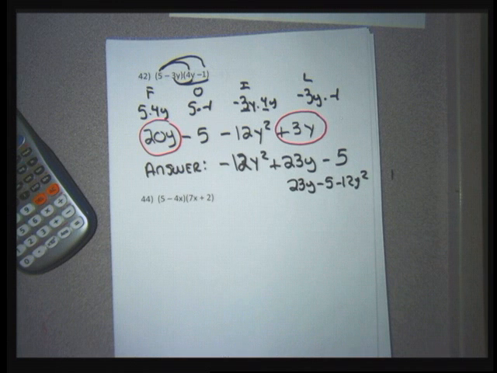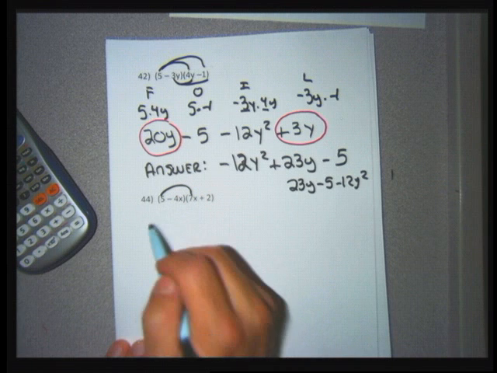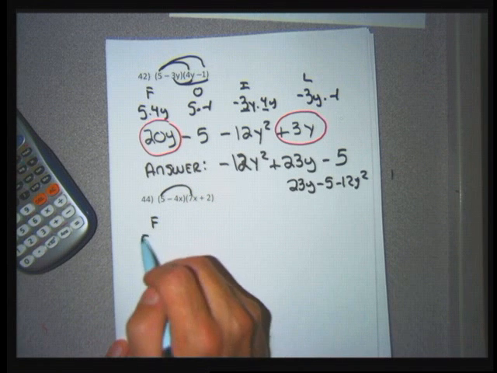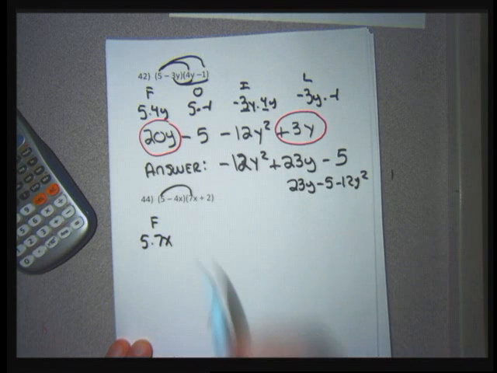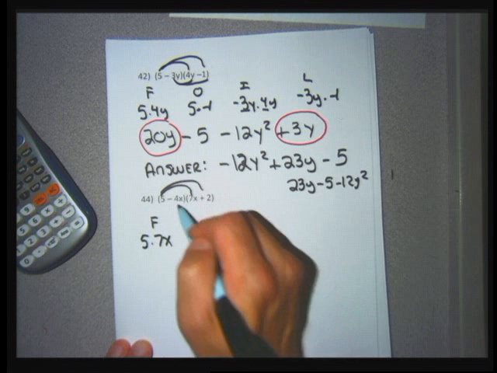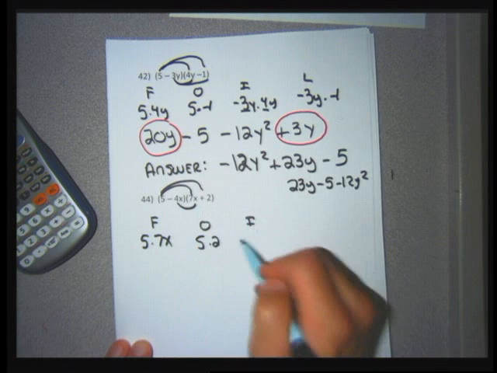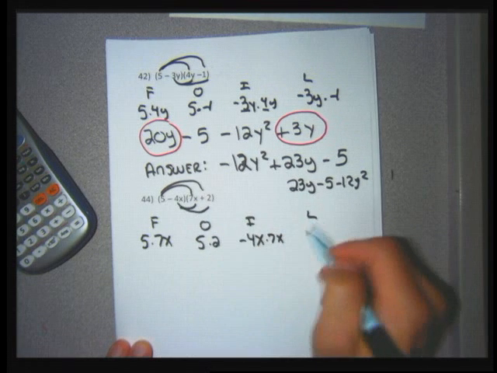44 is another foiling problem. And it's a foiling problem where the things that are going to combine might not be the outers and the inners, just because the terms are not written in standard form, and because the 5 and the 4x are switched in the first parentheses, it's going to mess up probably what can be combined. So firsts, 5 times 7x, outers, 5 times 2, inners, negative 4x times 7x, lasts, negative 4x times 2.